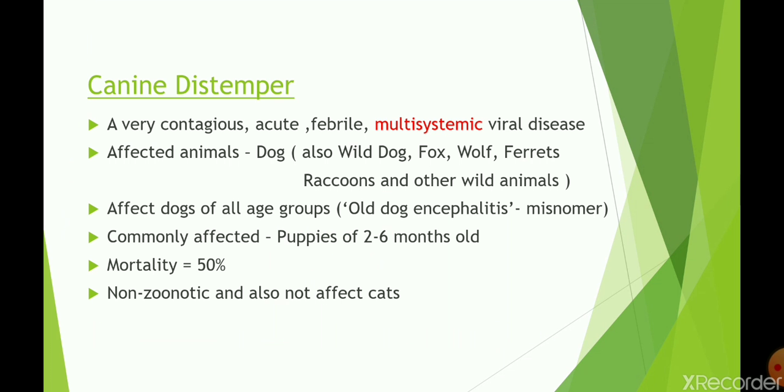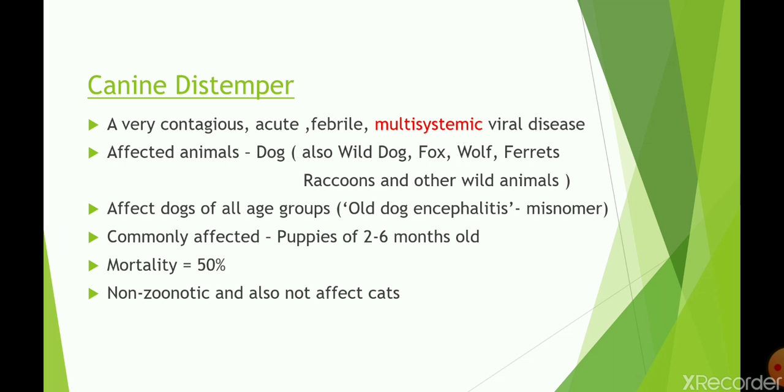Canine distemper. It's a very contagious, acute, febrile and multi-systemic viral disease. Febrile means there will be fever. In canine distemper, there will be a biphasic fever. And affected animals are mainly dogs, but it also affects wild dogs, foxes, wolves, ferrets, raccoons and other wild animals like lambs. And the affected dogs, actually it affects all age groups.